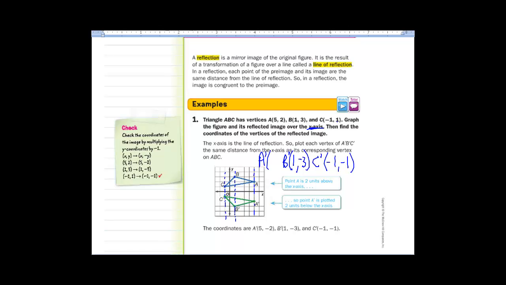A prime, x is not going to change. Y would change. Okay, so A prime would be 5, -2. B prime would be 1, -3. C prime would be -1, -1. Okay, and that's what we've got right here.